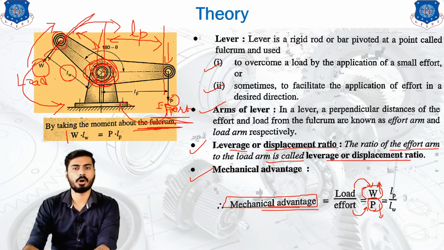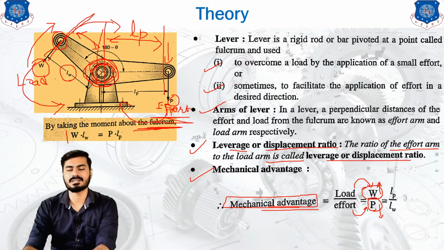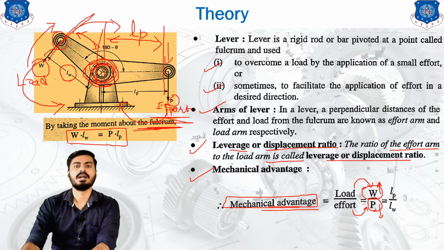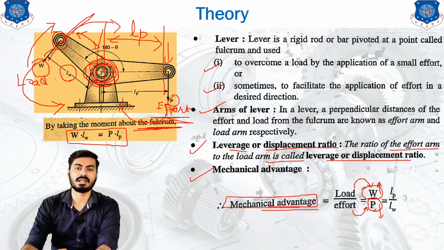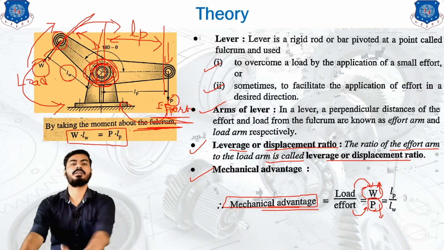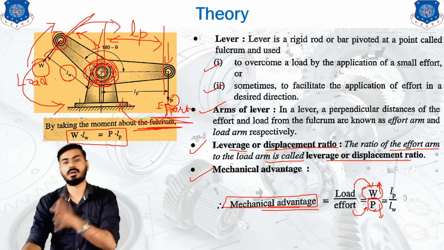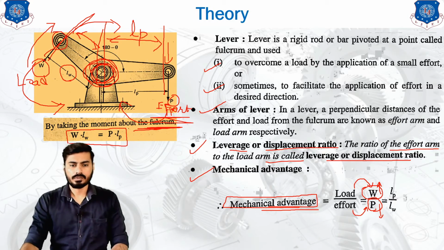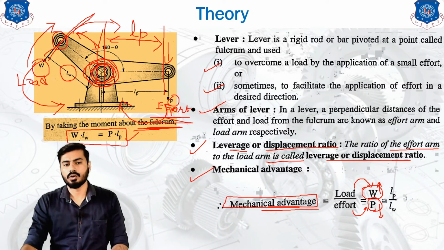Both the moments are of opposite nature, and that's why we take clockwise equal to anticlockwise. Why are we taking both the same? Because we consider the lever to be in equilibrium. The equilibrium condition itself indicates that the summation of the moments equals 0. Now, W into LW equals P into LP. So if you take W upon P, you will get the ratio LP upon LW, which is nothing but the mechanical advantage as well as the leverage.